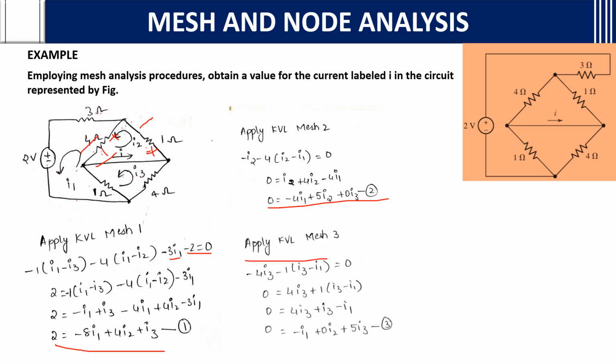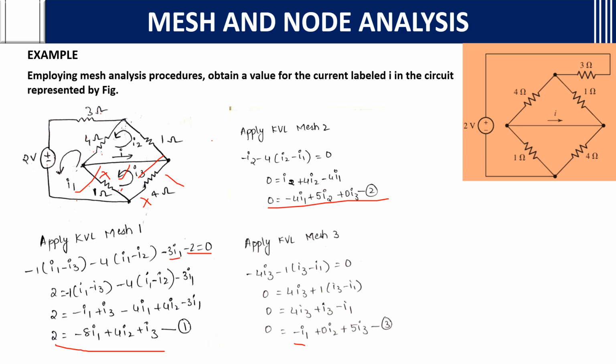Then apply KVL to mesh 3. Mesh 3, how you will take the equations? As the current is starting from this side, take plus here, minus here, then plus here, minus here. If you see, minus 4 I3 minus 1 into I3 minus I1. Why? Because we are considering the third mesh. First consider the third mesh current I3 minus I1. If you equate it, you will get 4 I3 plus 1 into I3 minus I1, you will get minus I1, then 0 I2. There is no I2 component, so 0 I2 plus 5 I3.